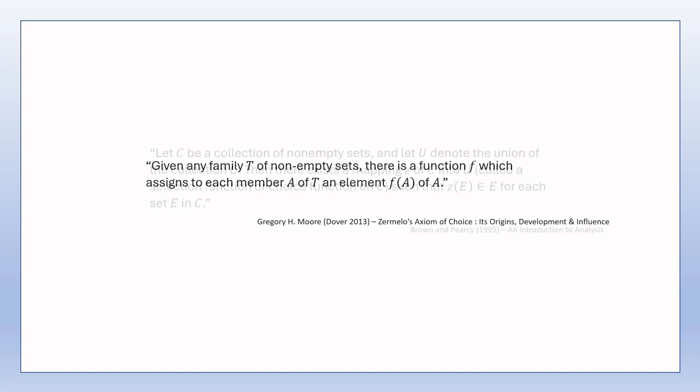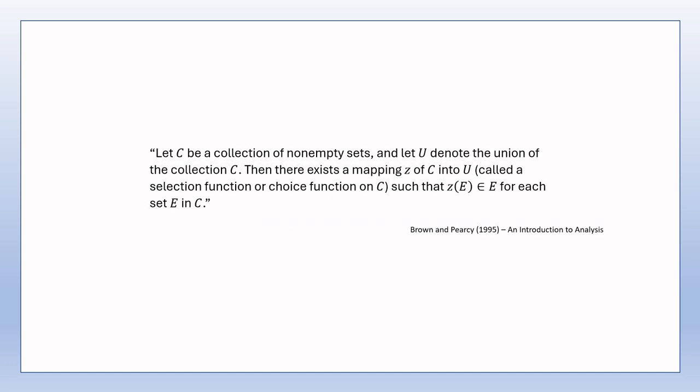The Axiom of Choice, as given in the book An Introduction to Analysis by Brown and Pearcy, is: let C be a collection of non-empty sets, and let U denote the union of the collection C. Then there exists a mapping Z of C into U, called a selection function or choice function on C, such that Z(E) is an element of E for each set E in C. Clearly these statements of the Axiom of Choice depend on sufficient definitions of set, mapping, union and so forth, but we'll assume that these are sufficiently well-defined concepts or primitive concepts for the above statements to make sense.